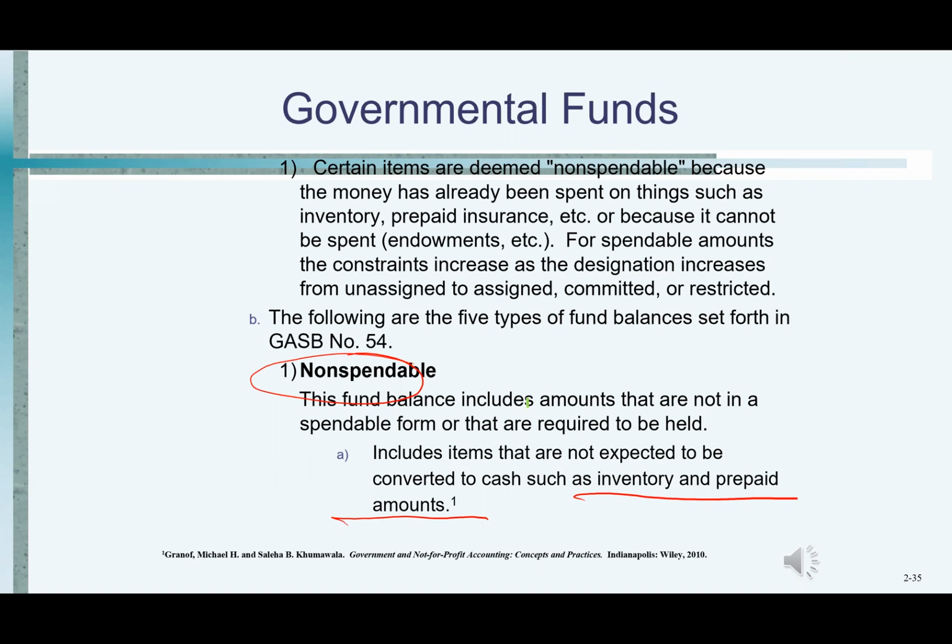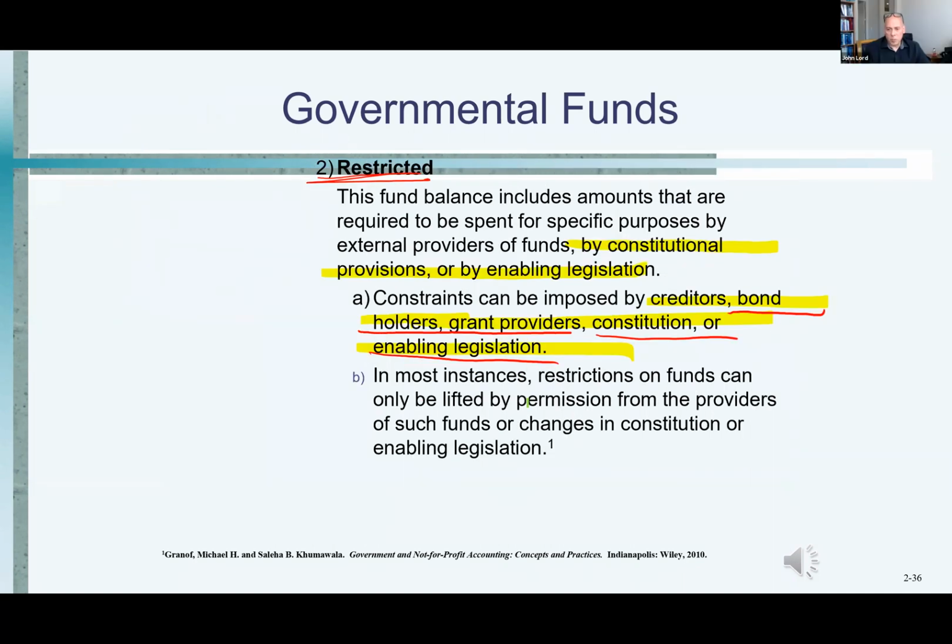Right. Okay, so then we have to deal with the spendable. Restricted is either a bond covenant, right? Or it's going to be what? Restricted by enabling legislation.